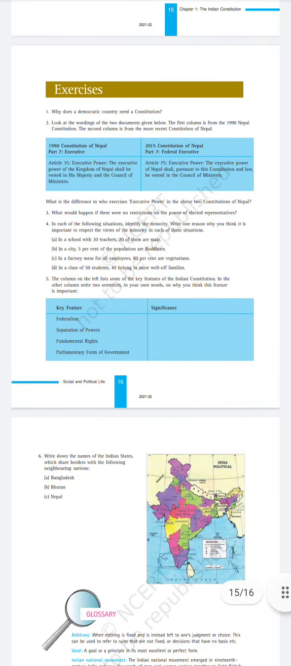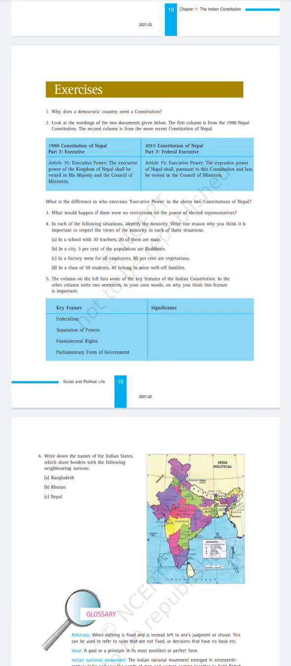Exercises. Why does a democratic country need a constitution? Look at the wordings of the two documents given below. The first column is from the 1990 Constitution of Nepal. The second column is from the more recent Constitution of Nepal. 1990 Constitution of Nepal, Part 7 Executive. 2015 Constitution of Nepal, Part 7 Federal Executive. Article 35 Executive Power. The executive power of the Kingdom of Nepal shall be vested in His Majesty and the Council of Ministers. Article 75 Executive Power. The executive power of Nepal shall, pursuant to this Constitution and law, be vested in the Council of Ministers.